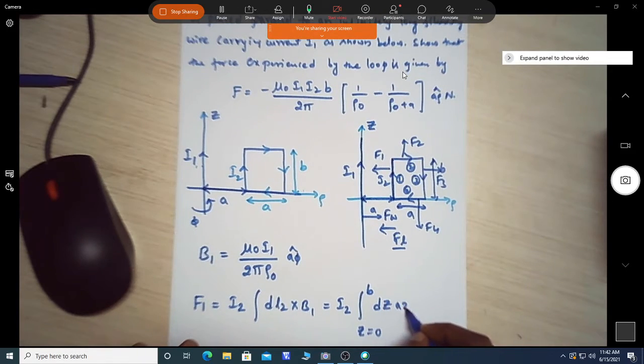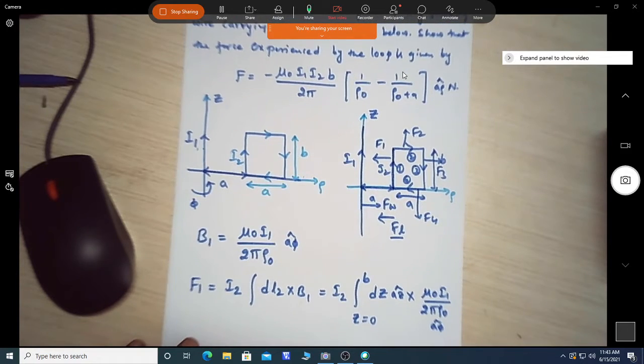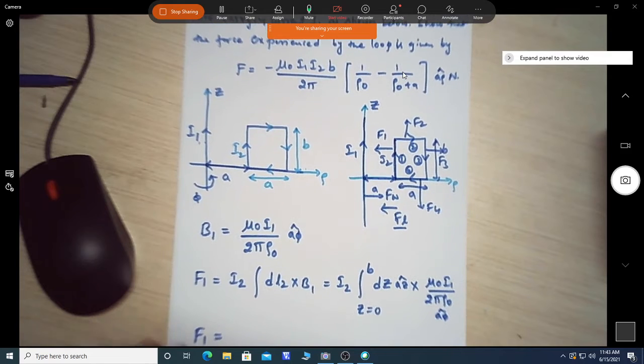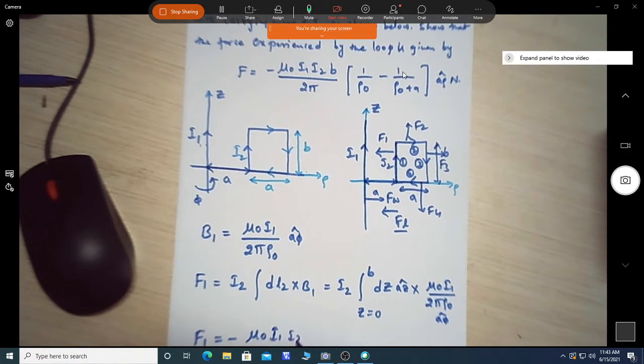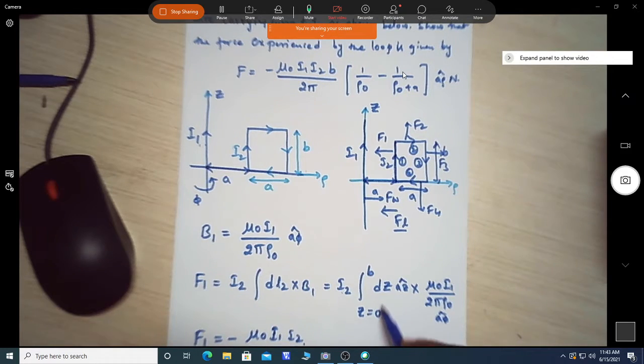Now dz az, okay, into the force due to B1 which we have known, mu naught I1 by 2 pi rho naught, into A phi. Okay. So now we can write this force F1 which is equal to, since az cross A phi is minus A rho, mu naught I1 I2 divided by 2 pi rho naught into, if I integrate with respect to z, it will give z. So 0 to B, if I substitute z, it will give B. Okay. So in the minus rho direction.